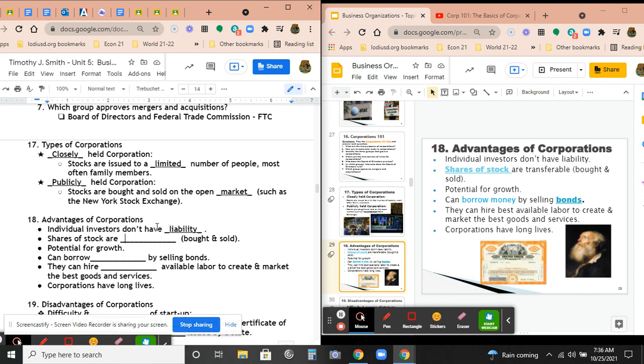Shares of a stock are transferable, means anyone can buy and sell them if they're willing. There's a huge potential for growth. You can also borrow money by selling bonds. And this is another way to raise revenue in addition to the stocks. To make money, you need to have money. So basically, they're creating their own source of capital with both bonds and selling of shares. Of course, you also give ownership when you sell those shares.